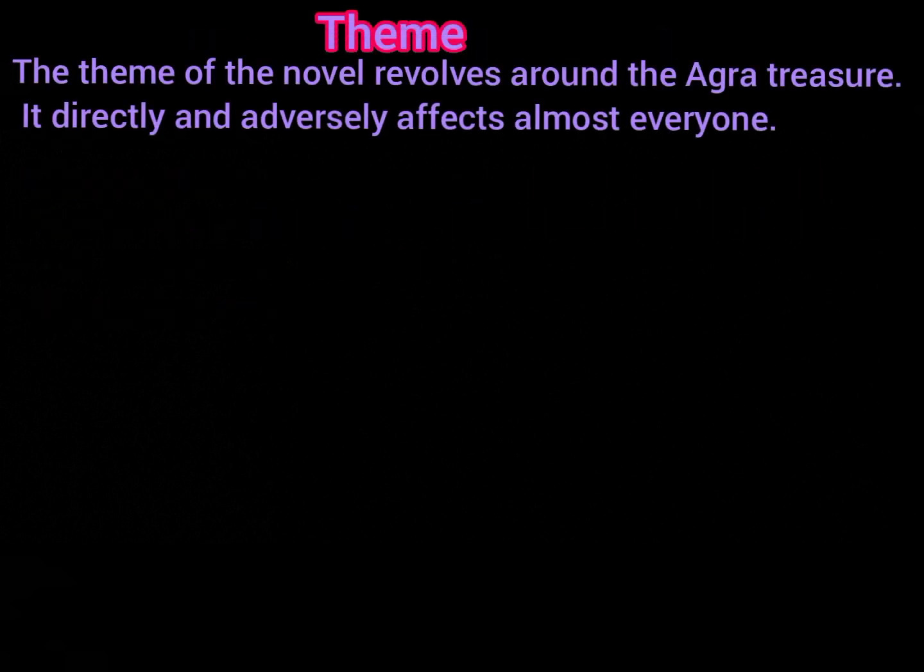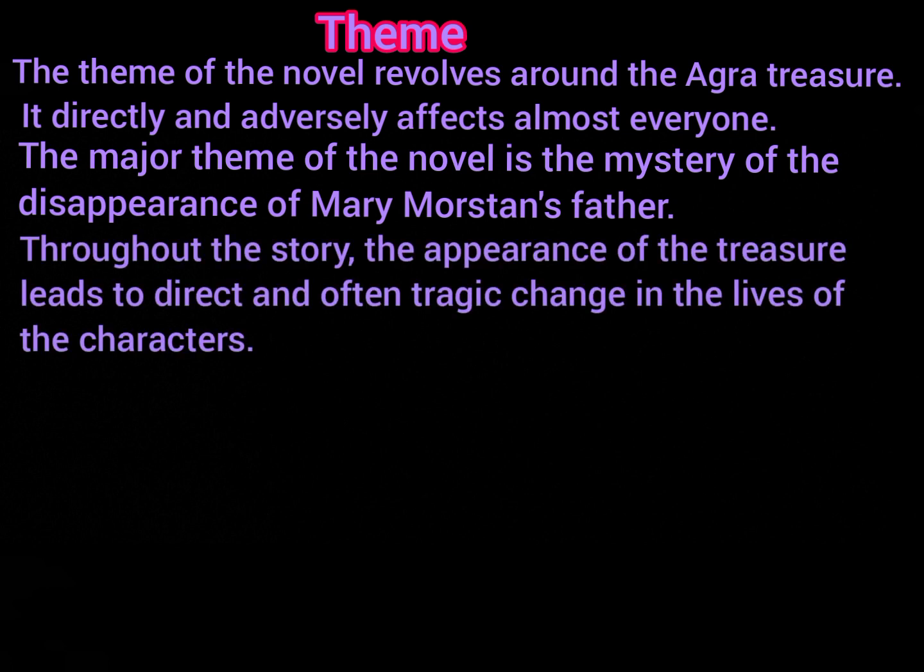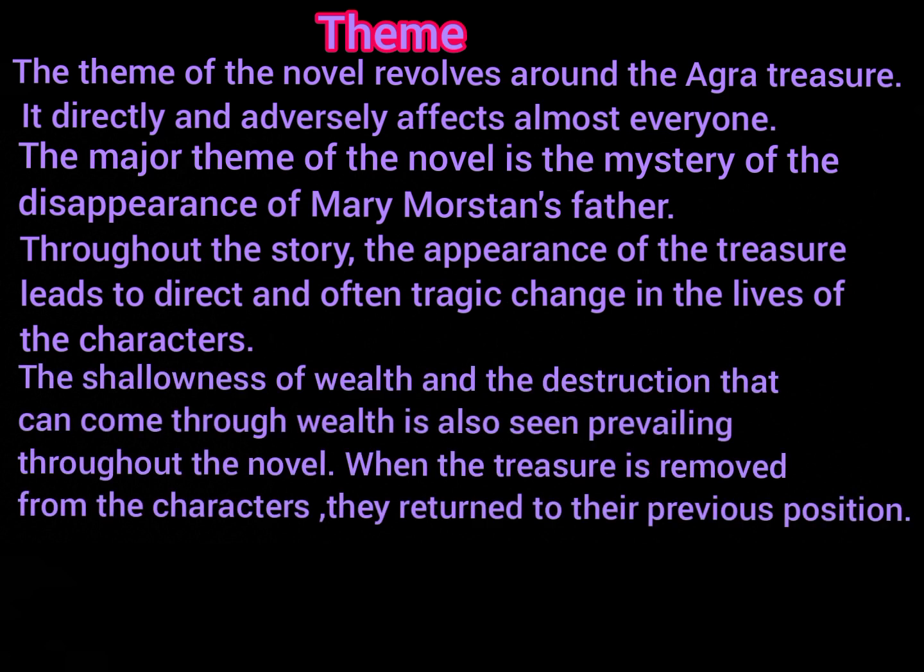The theme of the novel revolves around the Agra treasure. It directly and adversely affects almost everyone. The major theme of the novel, The Sign of 4, is the mystery of the disappearance of Mary Morstan's father. Throughout the story, the appearance of the treasure leads to a direct and often tragic change in the lives of the characters. The shallowness of wealth and the destruction that can come through wealth is also seen prevailing throughout the novel. When the treasure is removed from the characters, they return to their previous position.